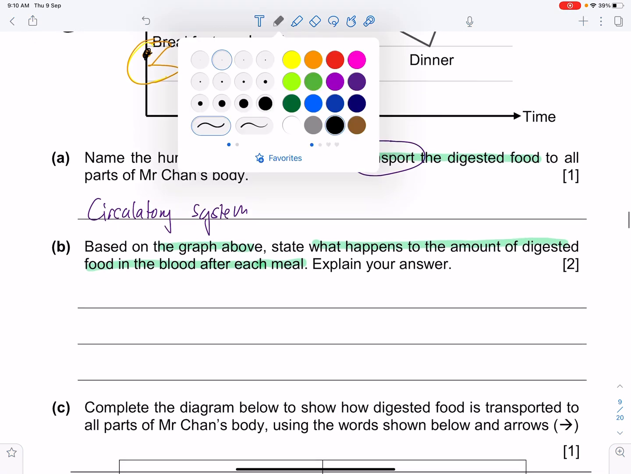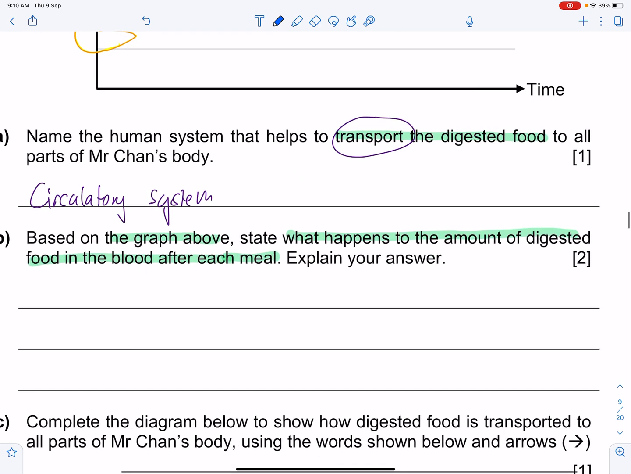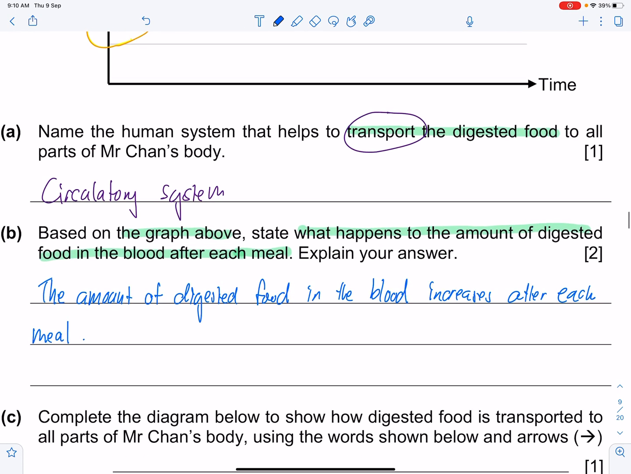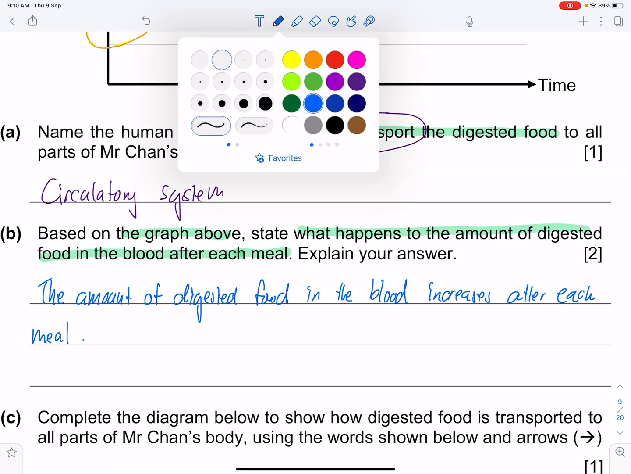The first part, talking about trend: the amount of digested food in the blood increases after each meal. Then after that, what's the second point? It increases already, right? Why? You have to explain why. So the second point is to explain how come it increases.